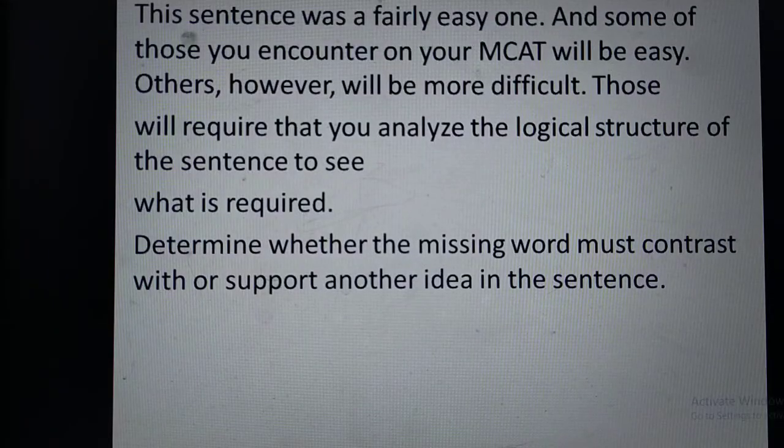This sentence was a fairly easy one, and some of those you encounter on your MCAT will be easy. Others, however, will be more difficult. Those will require that you analyze the logical structures of the sentence to see what is required. Okay, ye bhi dekhna padta hai, logical. Determine whether the missing word must contrast with or support another idea in the sentence.